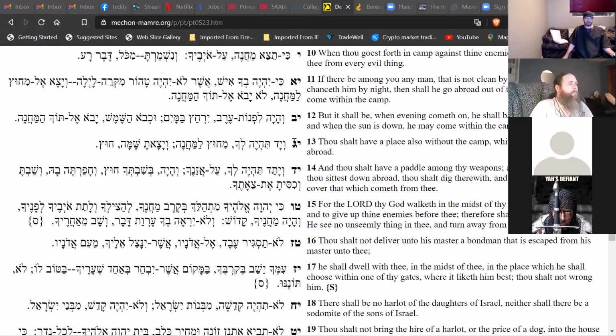All right. So you shall have a place also without the camp, where you shall go forth abroad, and you shall have this word here, which is a zan, a paddle or a spade, a shovel, and translates as weapons as well. Amongst your weapons or your apparel, things that you would normally be carrying with you, forms of tools or essentials.